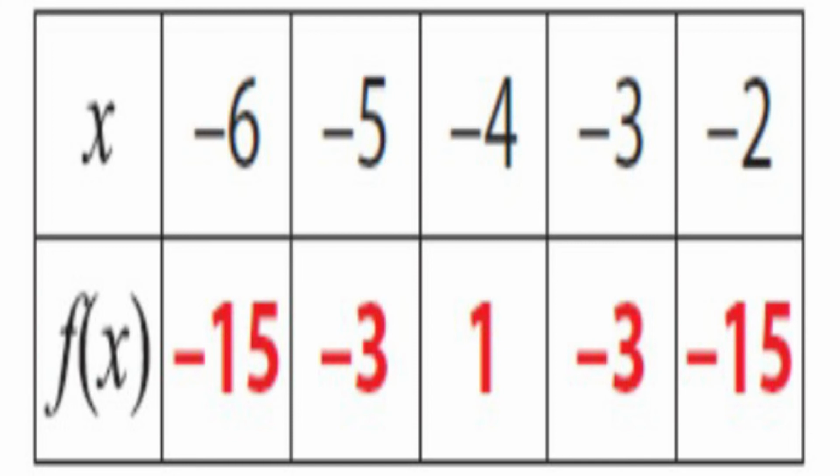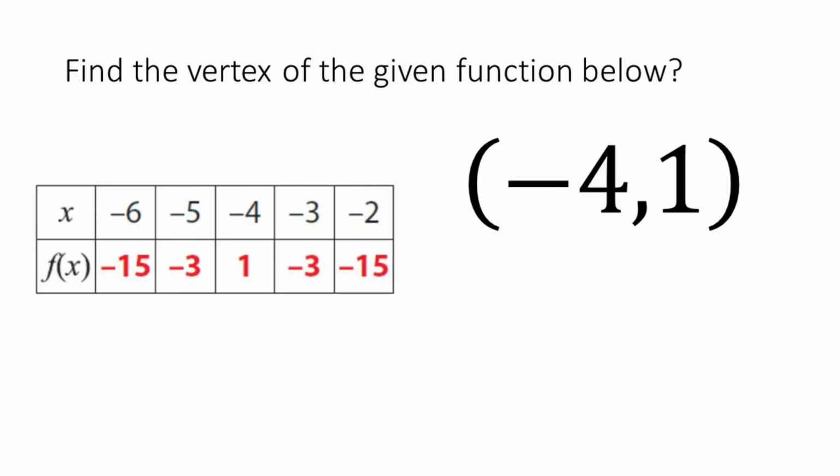Okay, now let's consider the second example. I want you to identify between the values of y that will make a symmetry in the values. Upon seeing the values of y: negative 15, negative 3, 1, and then you have negative 3 again and negative 15, it seems that 1 is the turning point. Therefore, our vertex is negative 4, 1.